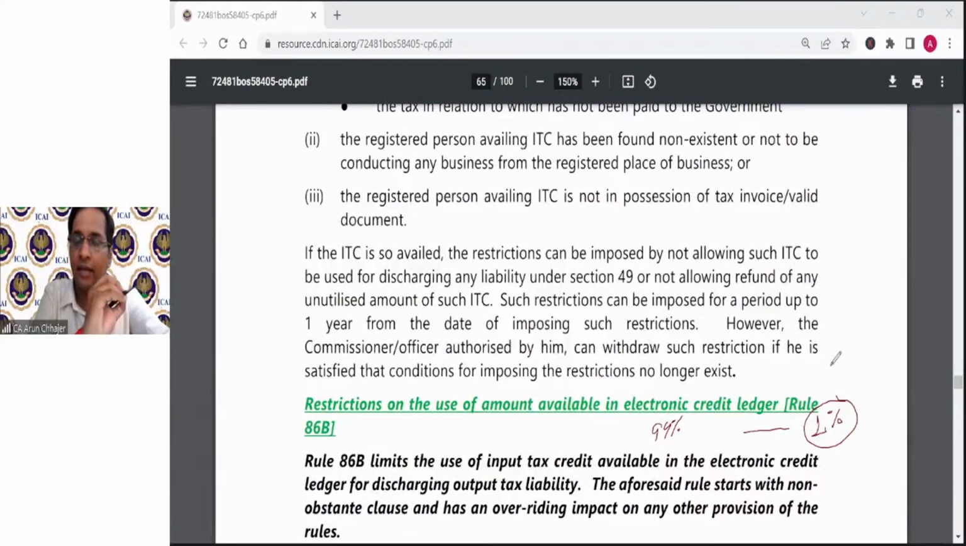Let me start, and after this our chapter would be completed. We'll move to the questions, answers, MCQs, multiple things we will do in the ITC chapter.